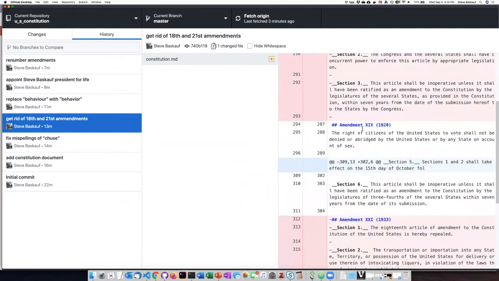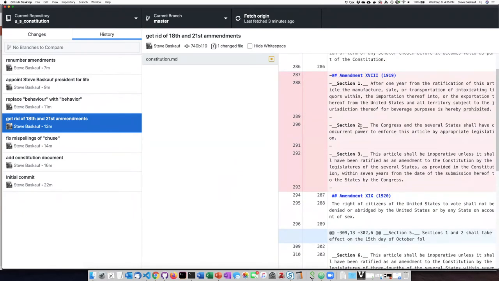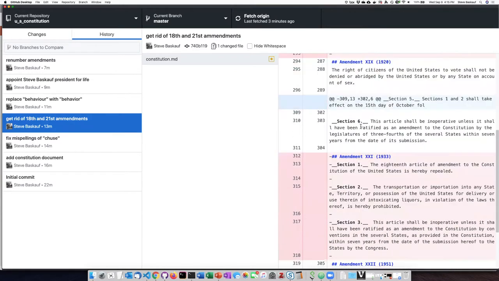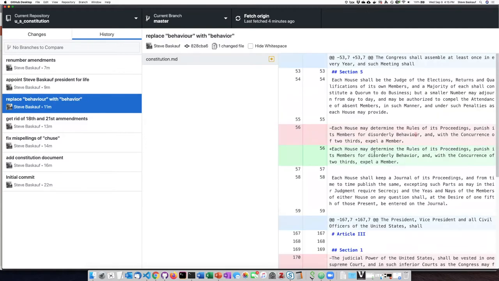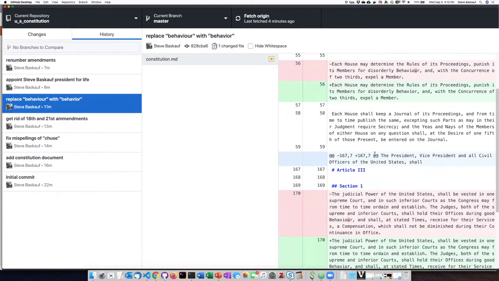For example, you have the 18th Amendment, which prohibits alcohol, and then you have the 21st Amendment, which repeals that one. So there's just a lot of unnecessary verbiage. So we need to get rid of that. And then, of course, the whole reason for us to become independent from Britain was so that we wouldn't have to spell with all those extra U's and everything. So I decided to take that out as well.